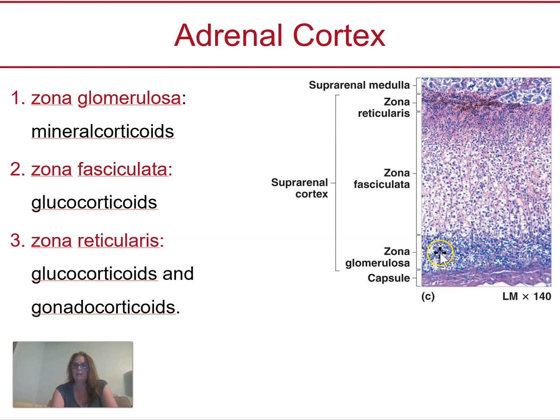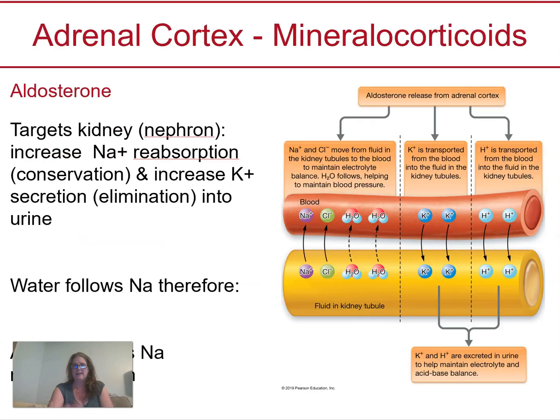Now, the glomerulosa is the outermost zone, and that makes what are called mineral corticoids. So these affect minerals. What they're going to affect is sodium and potassium. The middle zone, fasciculata, makes glucocorticoids. So these are steroid hormones that affect blood glucose levels. And the reticularis makes both, but it also makes gonadocorticoids. So we'll look at each of these next.